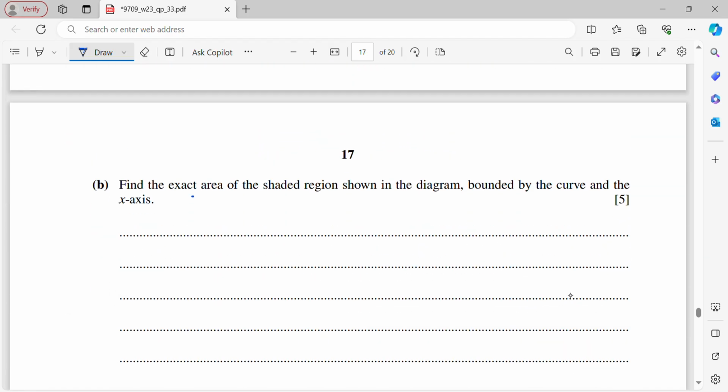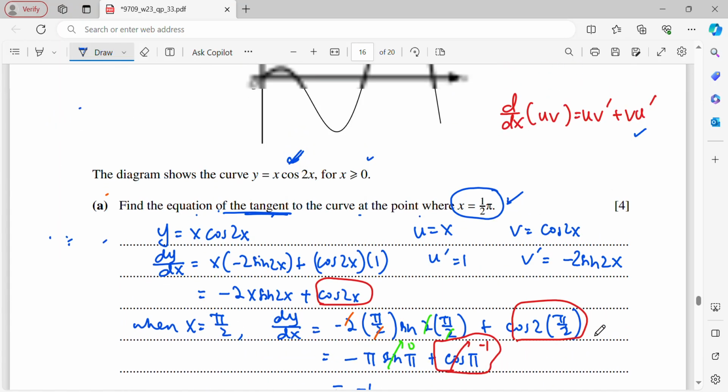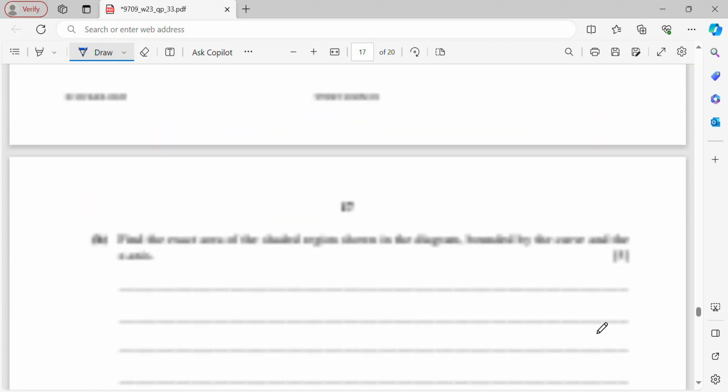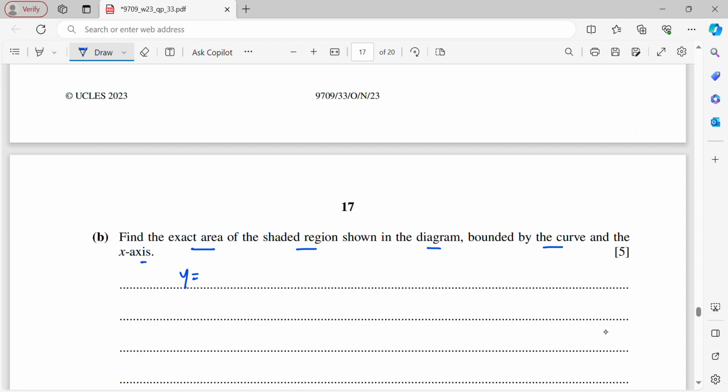Now part B, find the exact area of the shaded region shown in the diagram bounded by the curve and the x-axis. Let's look at the graph first. Now I need to find this point. This point happens when y equals 0. So I will write y equals x cos 2x. When y equals 0, that means 0 is x cos 2x, which means either x equals 0 or cos 2x equals 0.